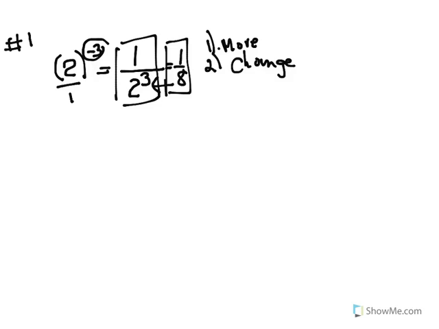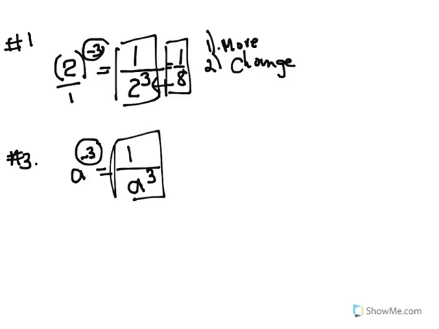Okay, what about problem number 3? What do I have in problem number 3? Number 3, I have a to the negative 3. Well, this is easy. So I'm going to move it to the denominator, and I'm going to change the sign. Okay, so that's the answer.